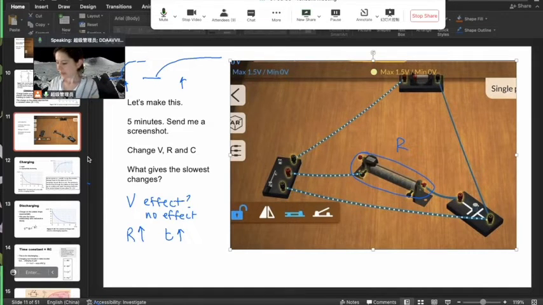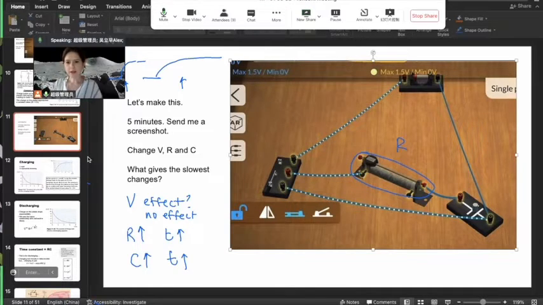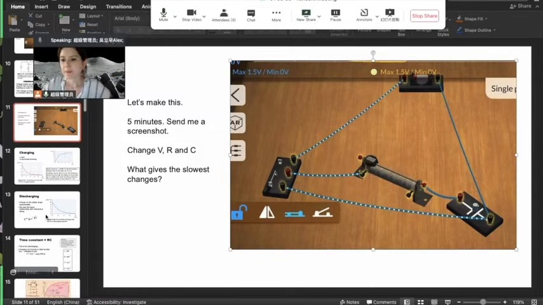Good. And Alex, what about increasing the capacitance? What effect does that have? Increasing the capacitance makes the change of V slower. Yes, it increases the time of changing. R and C actually characterize the time change for these circuits.